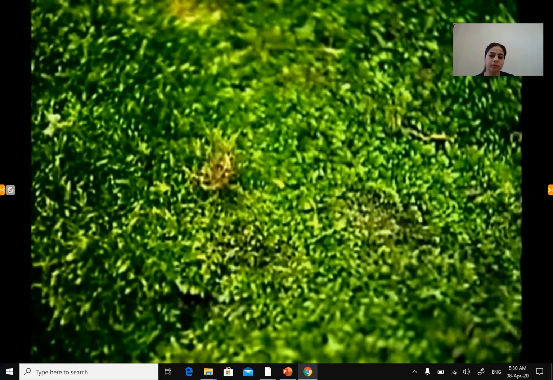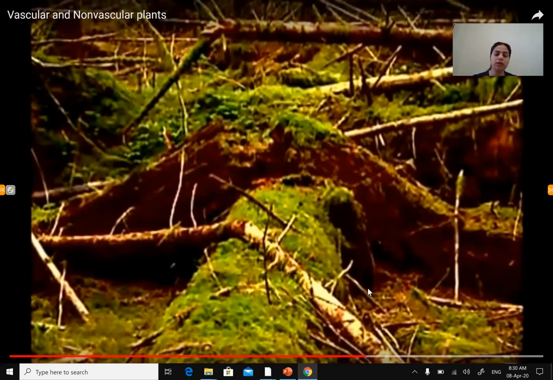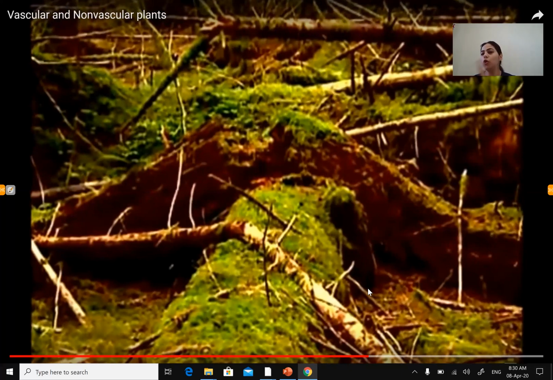Mosses and liverworts are examples of non-vascular plants. Notice these small plants, which can grow only a few millimeters. How can they absorb water or transport substances? They do not have conducting tissues, which we are going to discuss. They can transport materials only from cell to cell. They have no roots. They absorb water through their surfaces.